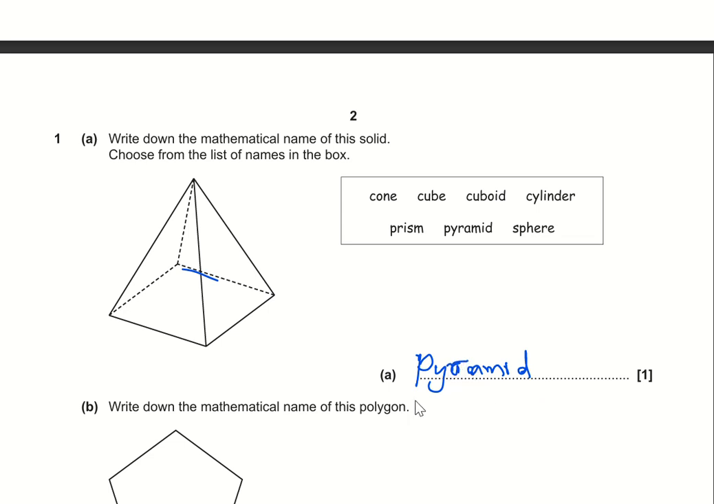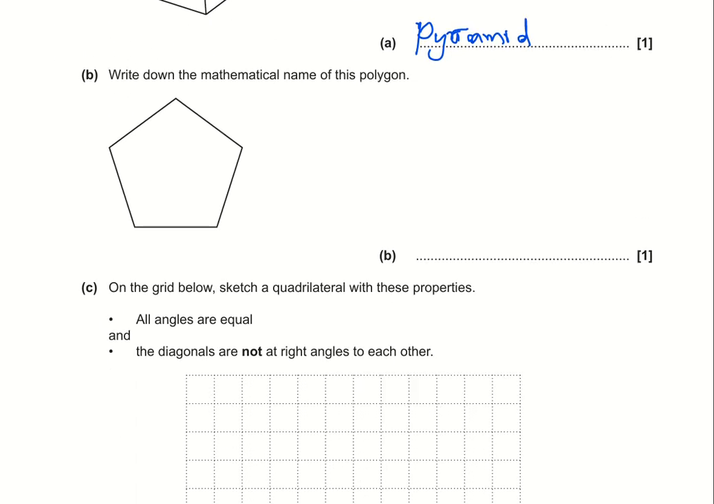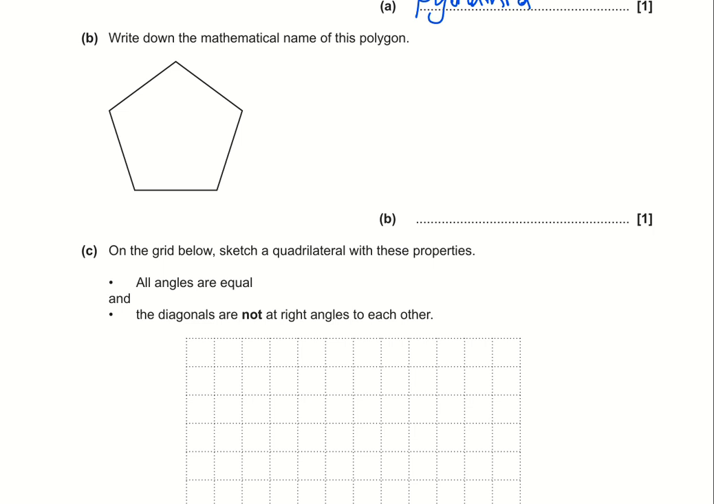Next one, let's read it. Write down the mathematical name of this polygon. Let's count how many sides it has: 1, 2, 3, 4, and 5. So this is a pentagon. I'm going to write in this space, pentagon. Okay, let's move to the next question.